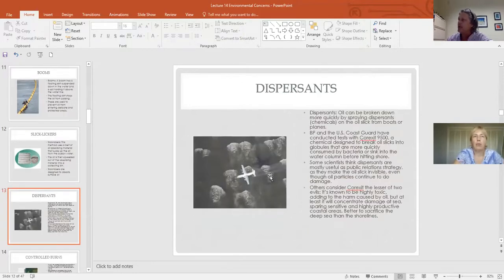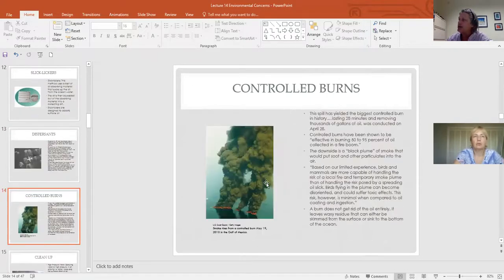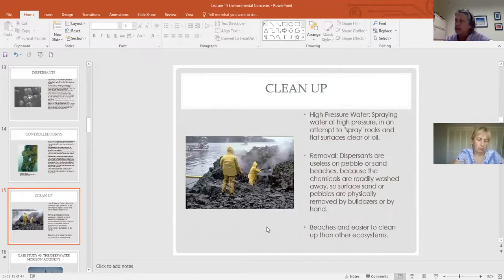We experimented with dispersants, spraying chemicals onto the oil. We experimented with controlled burns. Both of these did not meet with much success. Basically, all you can do is contain it and then clean it. Here, you're seeing the rocky beach being cleaned after the spill. Bulldozers will scrape off the top layer. The rocks were sprayed with hot water. Dispersants were used. Clean it up.